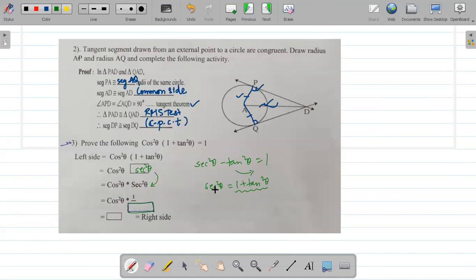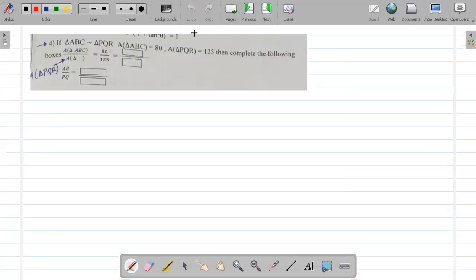Then in the denominator, we know that sec theta is 1 over cos theta. So sec square will be replaced by 1 over cos square theta. So here we get cos square theta, and then crossing out these two terms, we get the answer to be 1, which is the right hand side. Okay, that completes this question. Let's look at the fourth one. Question number 2A, fourth problem.